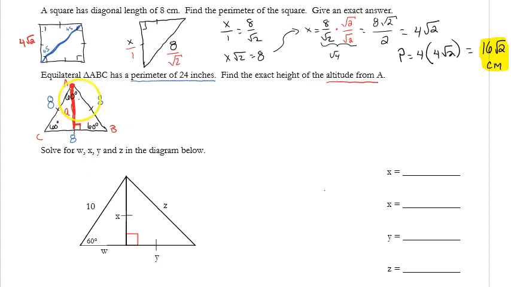So what I've just created here is a 30, 60, 90 triangle. Altitude means 90, and I already have that 60, so I am looking at a side length of 8 here. That's my 60-degree angle. That's my right angle. We want to know what the length of that is. That's the altitude.